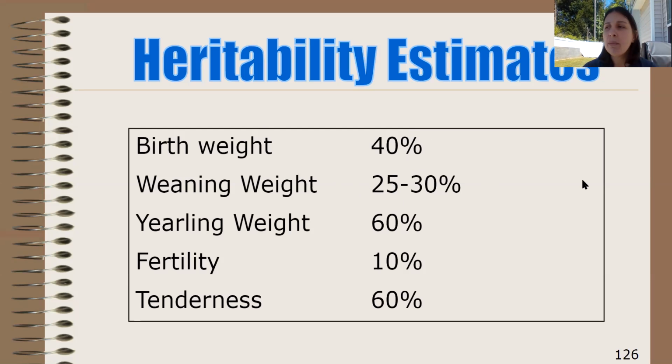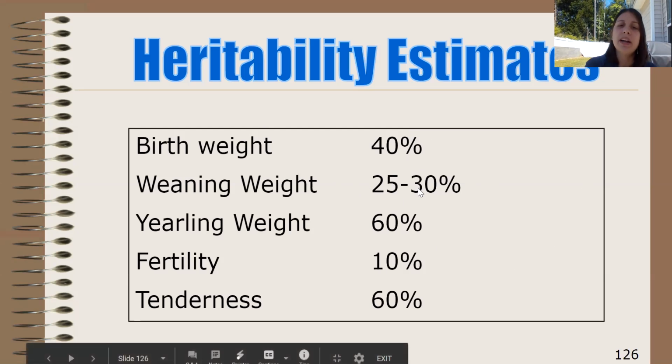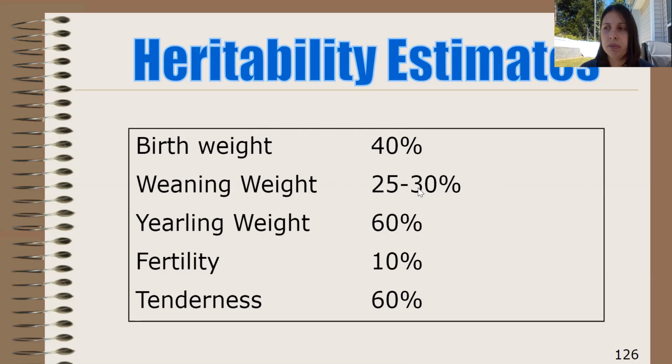Weaning weight, when an animal is weaned, that means that it's going from drinking its mother's milk to eating whatever animal food it should be. So a piglet is going to go from drinking its mother's milk to eating the pig food. So weaning weight has about a 25 to 30% heritability estimate. Not bad, it's just going to take a little bit longer than probably most people would like. But farming is all about patience.